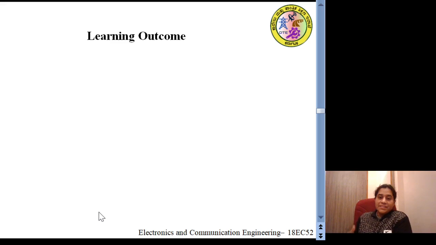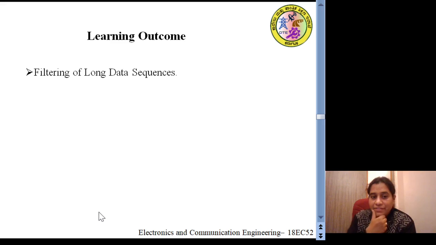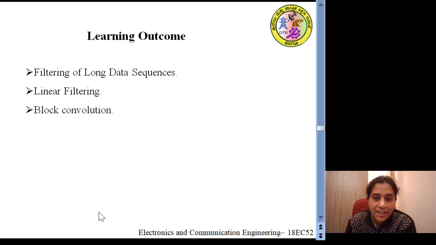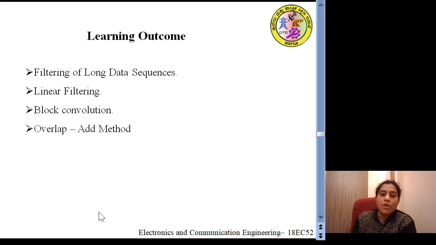So in this session, the learning outcome, whatever knowledge we got: we first considered filtering of long data sequences, that is for real-time signal processing, as they are longer than the data length. So the LTI system output, which is linear filtering. Next, we considered block convolution, how we are convolving by dividing the incoming samples into a number of blocks of inputs and convolving with the impulse response to obtain blocks of output, then overlapping and so on. We concentrated more on the overlap add method here, and we considered some numerical examples for better understandability. I hope you understand the concepts we discussed here.